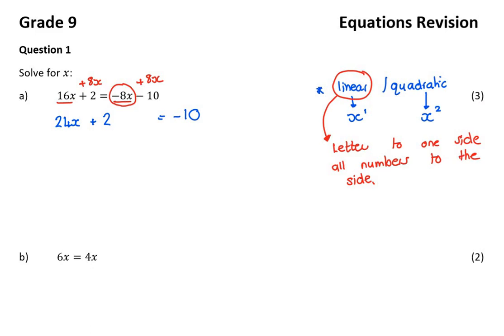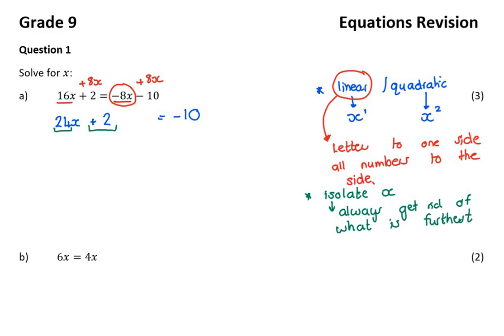Now, the moment we've got our letters to the one side, we basically need to isolate x. By isolating x, what I mean is you need to get rid of everything attached to x. So I need to get rid of this plus 2, and I need to get rid of this 24. Now, don't forget, you always get rid of what's furthest away from x first. So always get rid of what is furthest away from x. By that we mean anything that is not directly attached to x. So what's furthest away from x will be something in a different term.